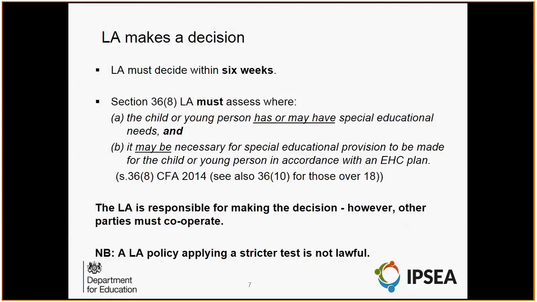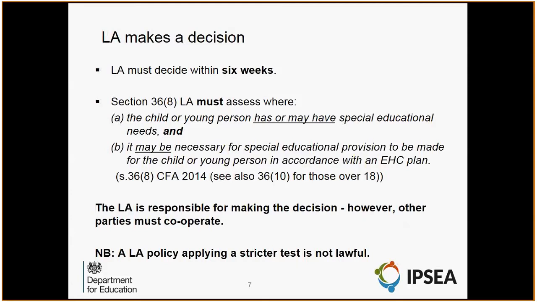There's an additional consideration in Section 36(10) where the young person is over 18, and that is, does that young person need additional time to complete their education? A key thing to remember here is that unlike under the Education Act 1996, which dealt with probability, here we're looking at possibility, so the test is slightly wider than it used to be.